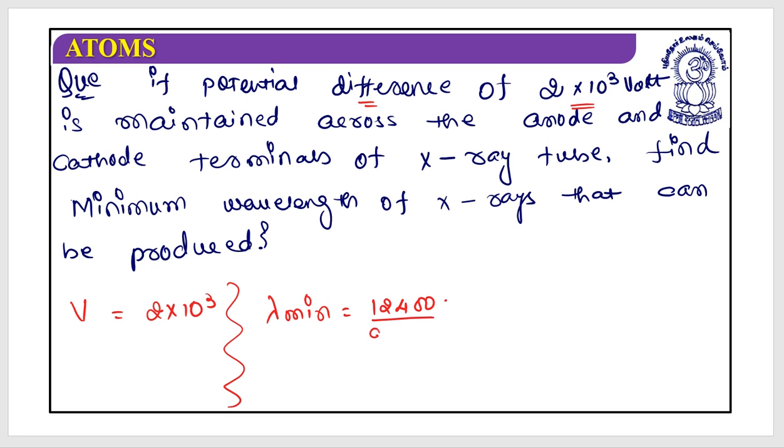12400 divided by 2 into 10 to the power 3. It's 2 into 10 into 10 into 10, so the two zeros and this zero are gone. It's 124 by 2, it's 62 by 10, which is equal to 6.2 Angstrom. So you can produce a 6.2 Angstrom wavelength from this setup. I hope this is clear.